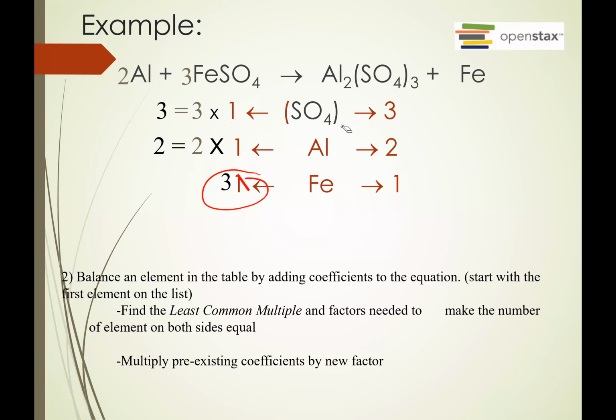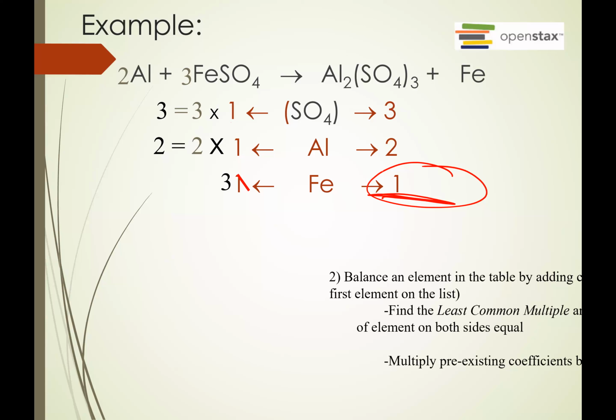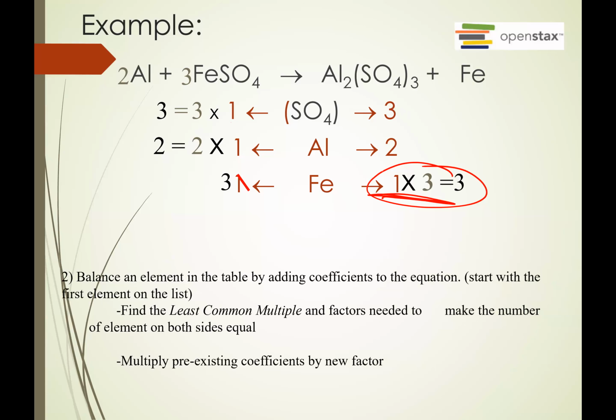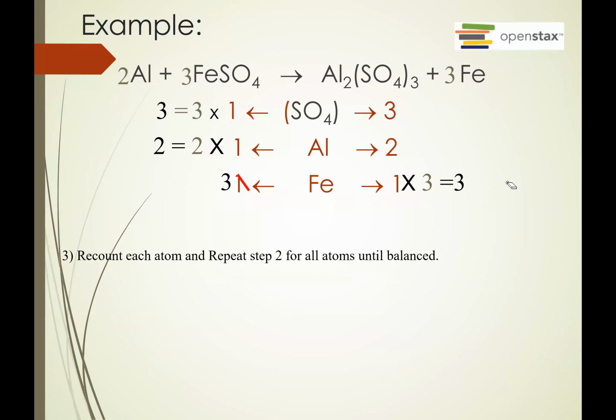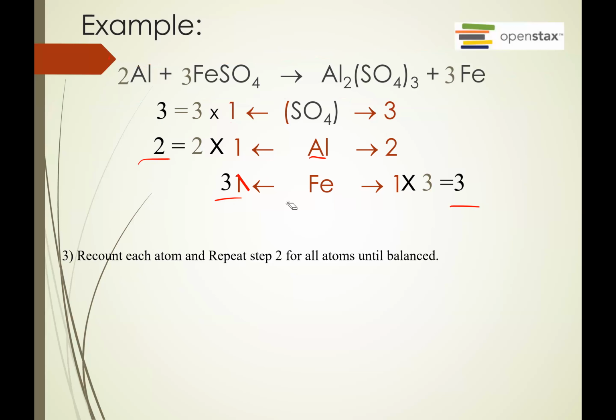So I need to get 3 irons over here. So what can I do with this number 1? Multiply it by 3. If I multiply it by 3, I put that 3 up here, and now it is a balanced chemical equation because we have 3 sulfates on each side, 2 aluminums, and 3 irons. And it is a balanced chemical equation. So this is a way, a systematic way you can use to balance.